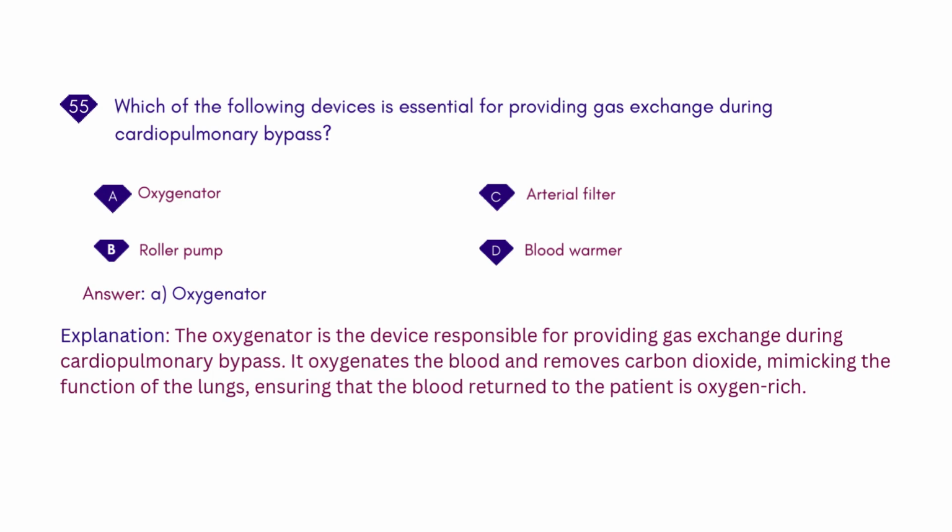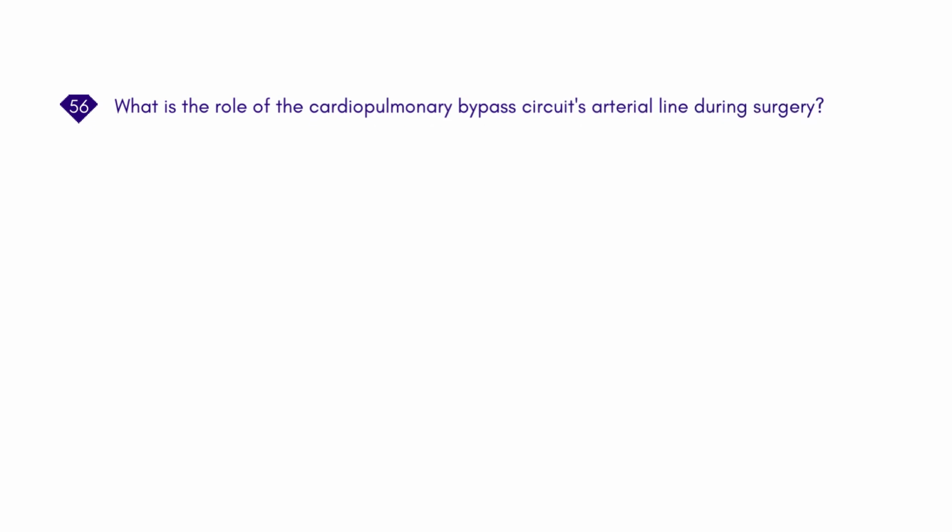Explanation: the oxygenator is the device responsible for providing gas exchange during cardiopulmonary bypass. It oxygenates the blood and removes carbon dioxide, mimicking the function of the lungs, ensuring that the blood returned to the patient is oxygen-rich.